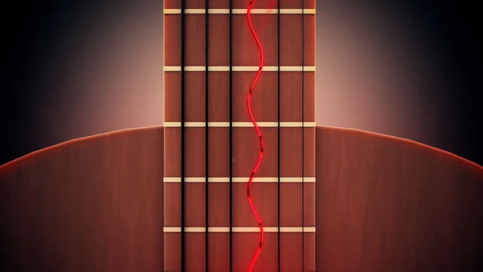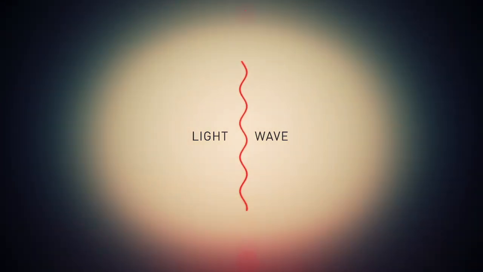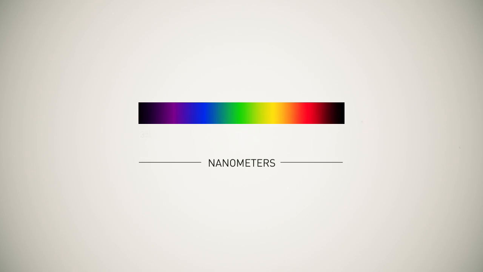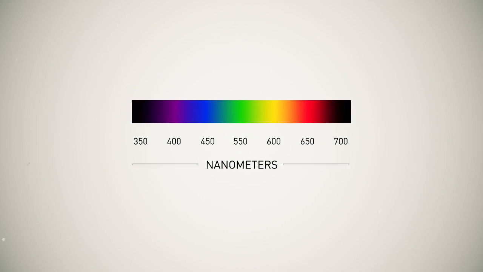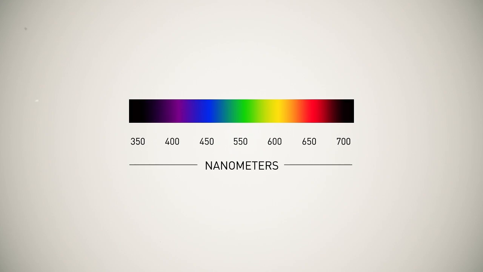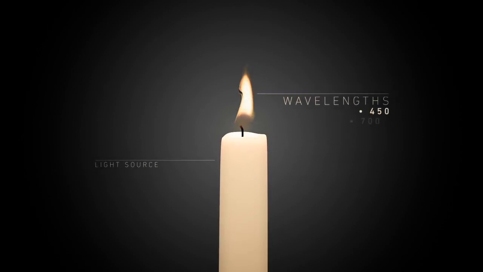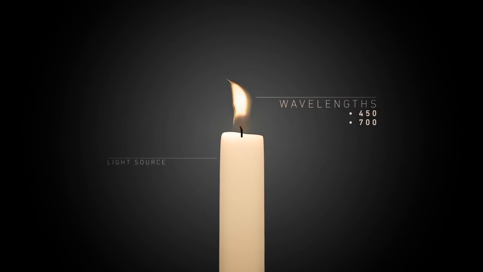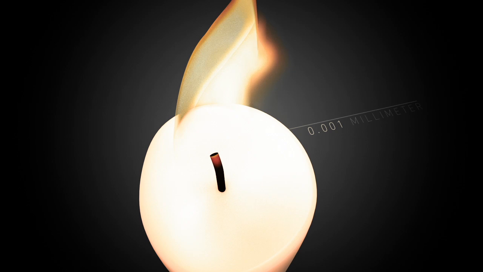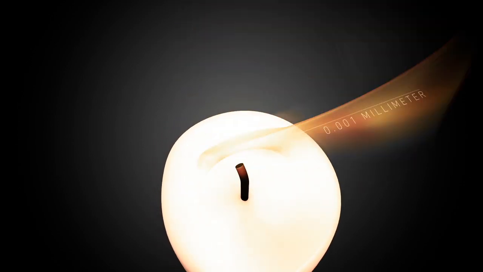Just like the sound waves on the guitar string, light can also be thought of as a wave. Each color of light has a different frequency, and every frequency corresponds to a different wavelength, which is the distance between the neighboring peaks of the wave. Visible light has wavelengths ranging from 450 to 700 nanometers, a size smaller than 1,000th of a millimeter.